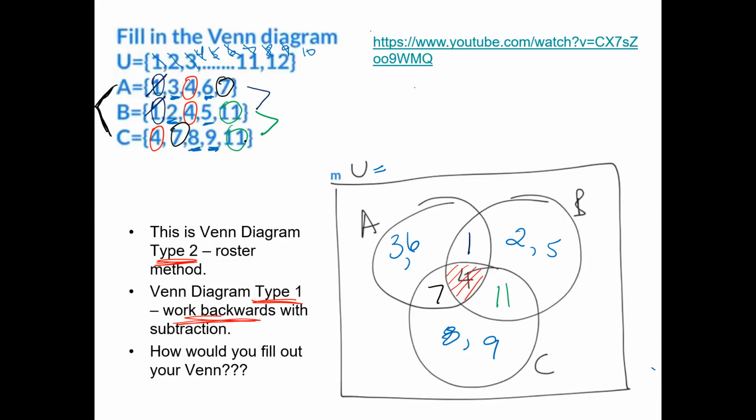10, oh, none of the 3 sets, A, B, C, have 10, so I'm going to put a 10 right here. And then 11, 11 is being used, so cross that out. 12, and that's as far as it goes. And guess what? A, B, and C does not have 12, so I'm going to put 12 right there.